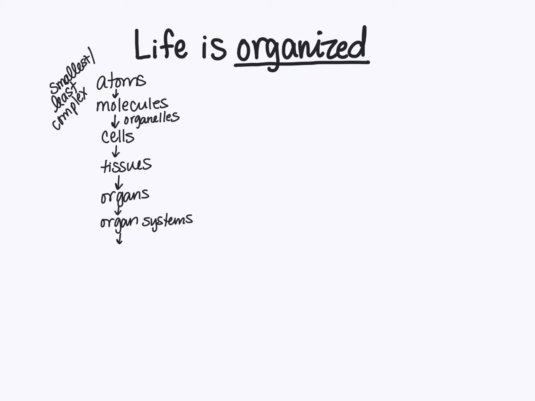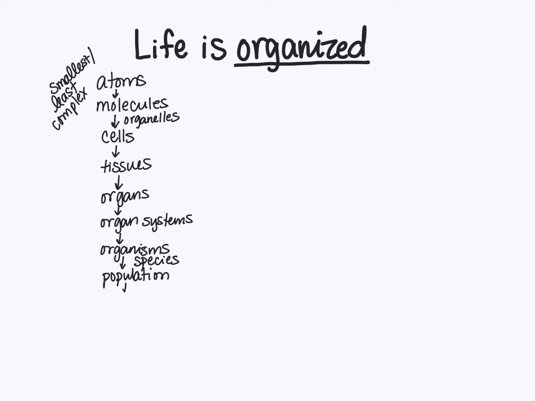Organ systems can come together to form organisms. And a group of organisms of the same type of organism is called a population. Now, in between this organism and population level, we have a term that you should know, which is species.